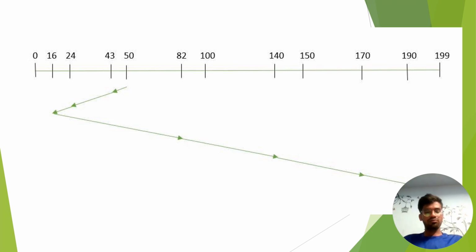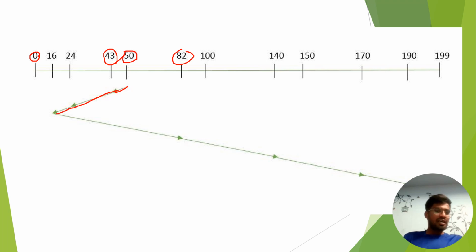Here 0 is the initial point, and our starting point is 50. What is the nearest? We consider 43 and 82. 50 is nearer to 43, that's why we are moving to 43.